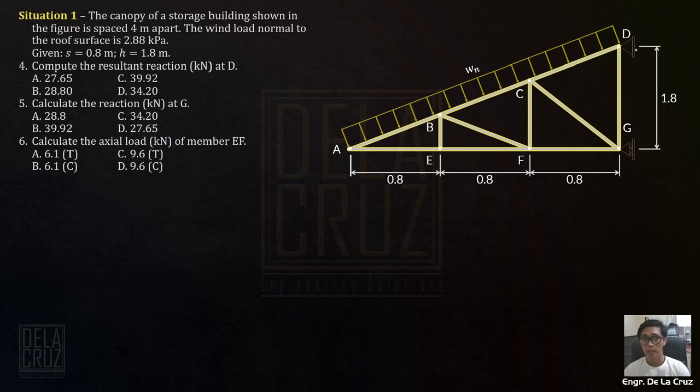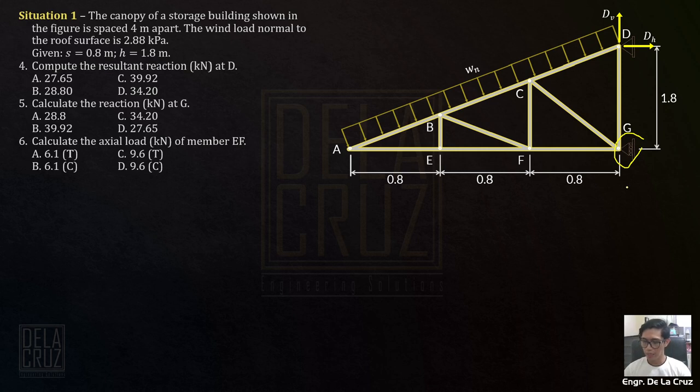Point D is a pin or hinge, so we have horizontal and vertical components. Assuming my horizontal is to the right and vertical is upward. Can it change? Does it matter? As long as we do the equilibrium equations correctly.